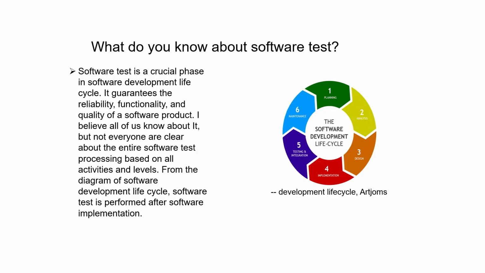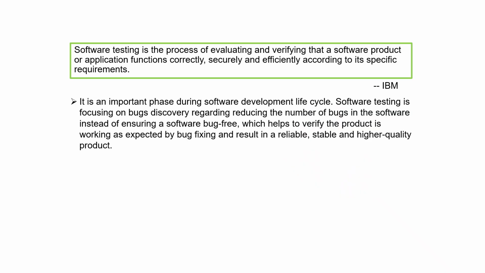From the diagram of the software development lifecycle, software test is performed after software implementation. Software testing is the process of evaluating and verifying a software product functions correctly, securely, and efficiently according to its specific requirements. It's an important phase during software development lifecycle. Software testing is focusing on reducing the number of bugs instead of ensuring a software is bug-free. It helps verify the product is working as expected and results in a reliable, stable, and higher quality product.